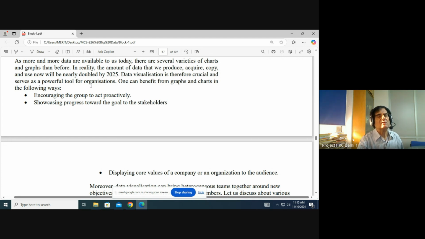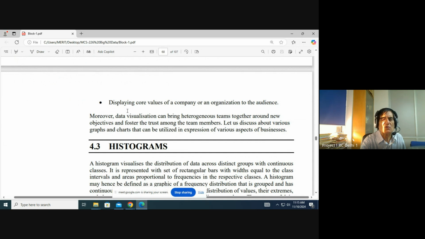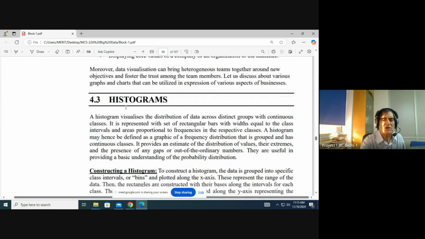For entrepreneurship, those are the important questions which encourage the group to act proactively, showcasing progress towards the goal, displaying core values of a company or an organization to the audience. That's what they say. So now histogram.